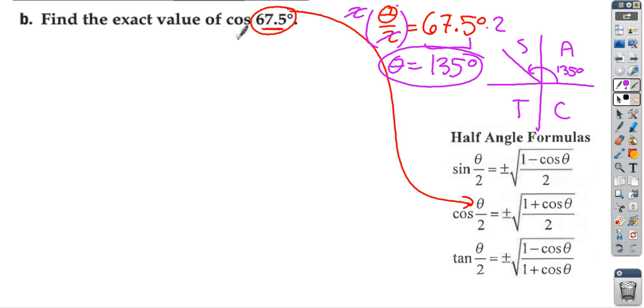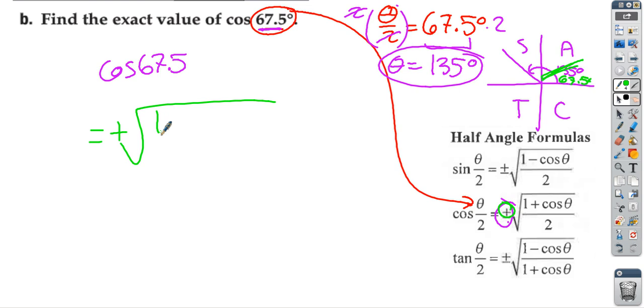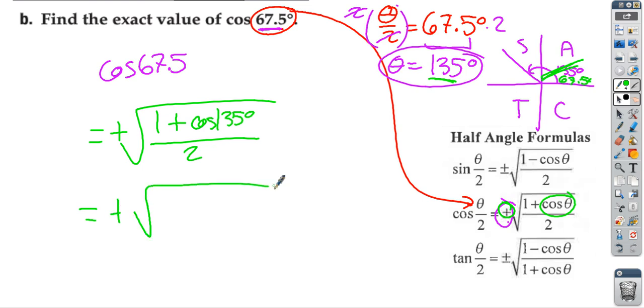So now let's plug in our half angle formula right here. And in terms of deciding whether it's plus or minus, this plus or minus in front is based on what theta over 2 is, what the half angle is. 67.5, that's in the first quadrant. And in the first quadrant, cosine is positive. So I'm going to take the positive right there. Okay, and then underneath the square root, we have the rest of it. We have 1 plus cosine of theta. And we found out that theta is 135, so it's going to be 1 plus cosine of 135 over 2. Okay, now we can do the rest.